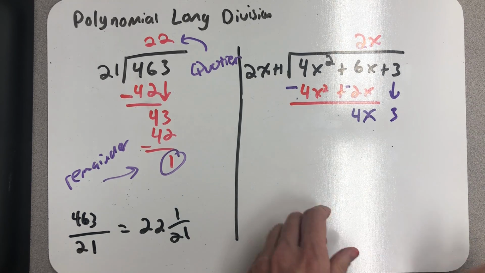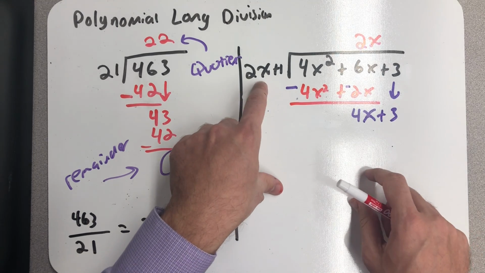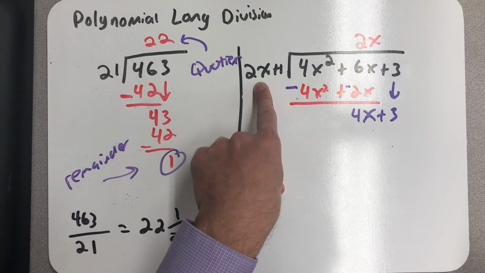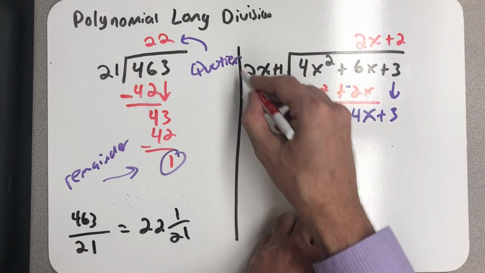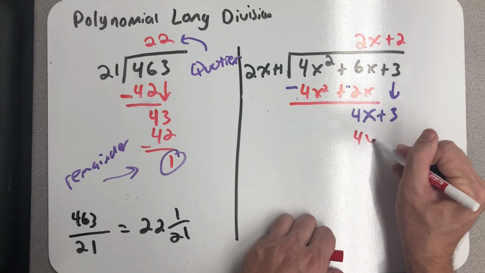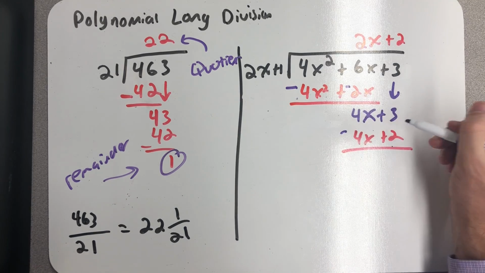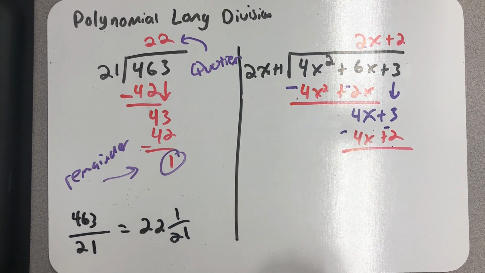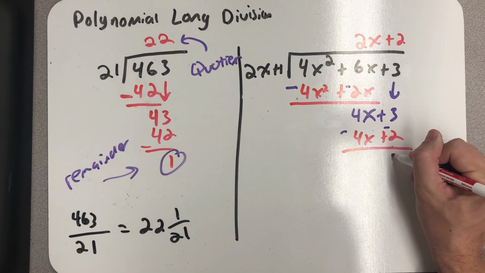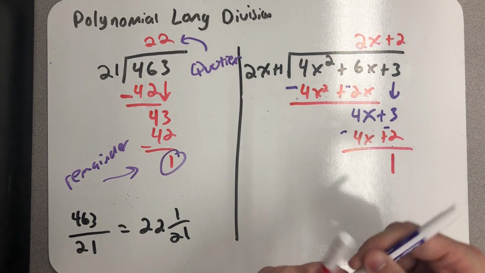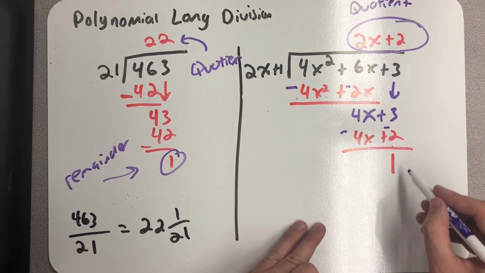All right. Oops, need a plus in there. 4x plus 3. Now I want to multiply 2x by something so that I get exactly 4x. Well, that's 2. And again, I need to distribute, so 2 times 2x is 4x plus 2. And now I need to change all the signs to subtract. The 4x's cancel, and again, by design, that should happen. 3 minus 2, and I get a remainder of 1. And so here's my quotient. And here's my remainder.